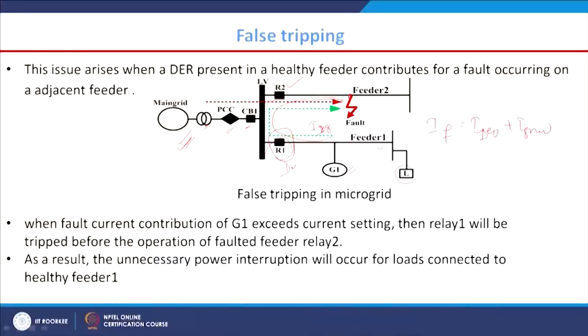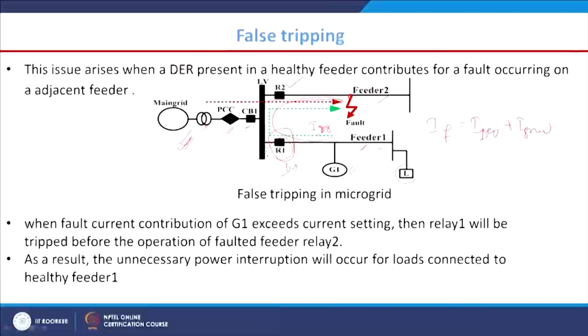So, if we can add one directional unit here, then we can say that there is no fault in this healthy feeder, right, that is better, we can say there is a fault in feeder 2. So, in this process we can solve the protection issue, that is one of the false tripping. This tripping of this R1 relay is known as false tripping.